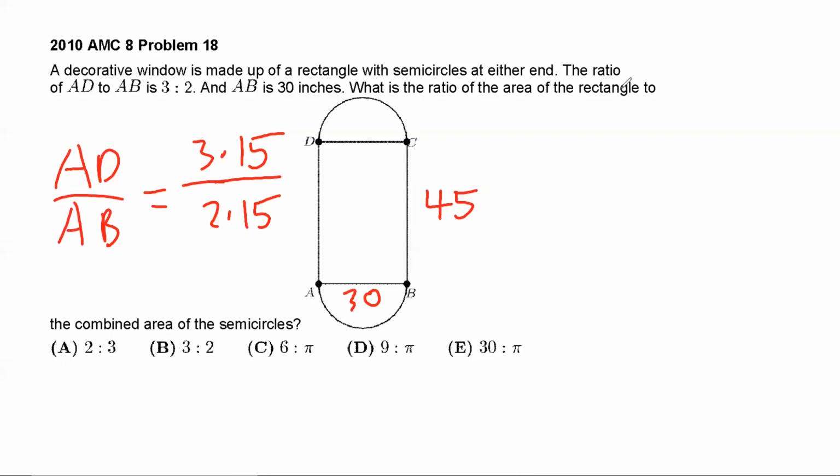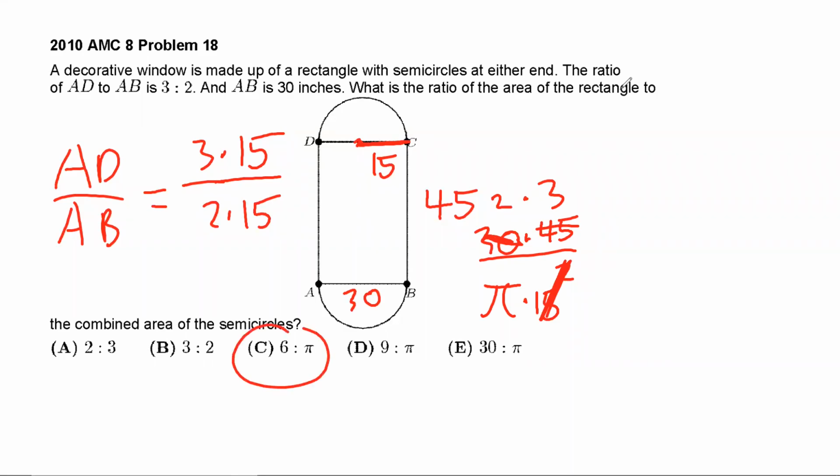Okay, so that means that the radius of each of these semicircles is 15. And the combined area of 2 semicircles is just one normal circle, which has an area of pi times 15 squared. And the area of the rectangle is 30 times 45. So if we take a ratio here, then we can cancel out both 15s. This would give us 2, and this would give us 3. So 2 times 3 over pi, which is 6 over pi, which is C.